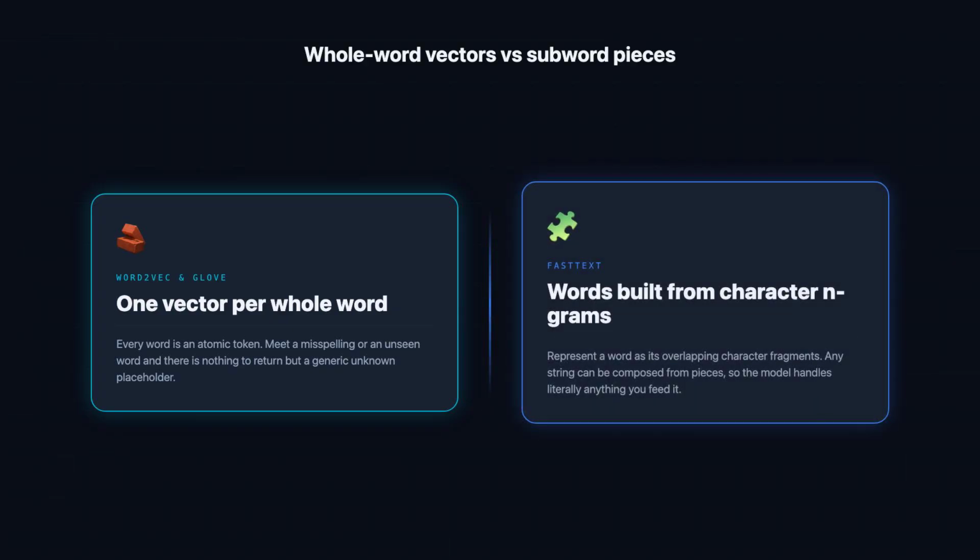fastText breaks that limitation by looking inside the word. Instead of one atomic token, it represents a word as a collection of small character fragments. So related spellings share pieces and share meaning. Because any string can be chopped into these fragments, the model can compose a vector for literally any word you throw at it, seen or unseen. Nothing gets discarded as unknown.